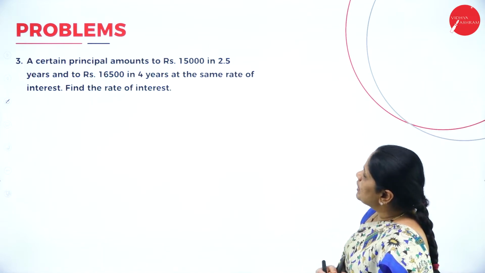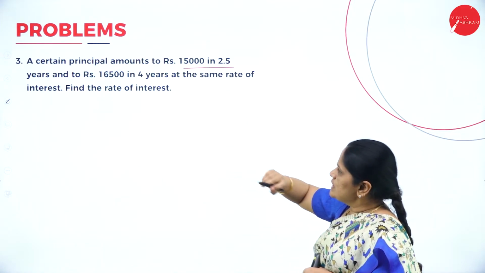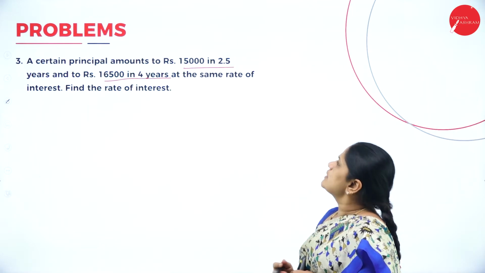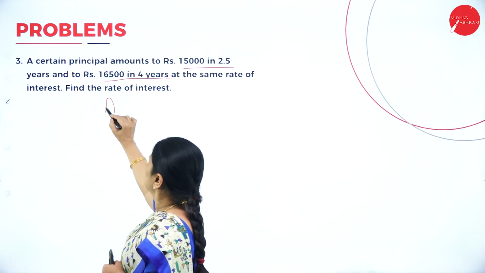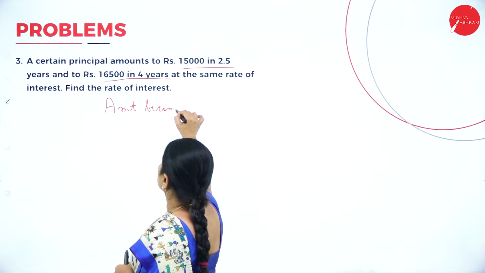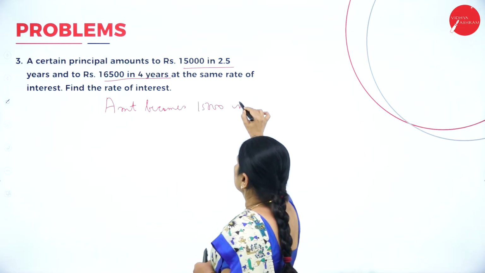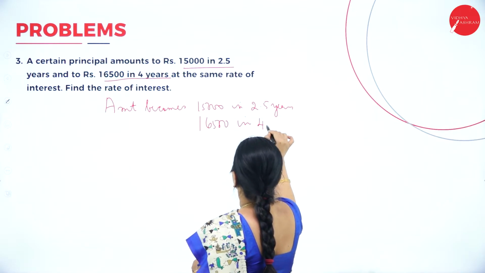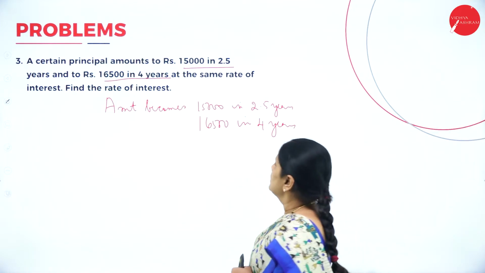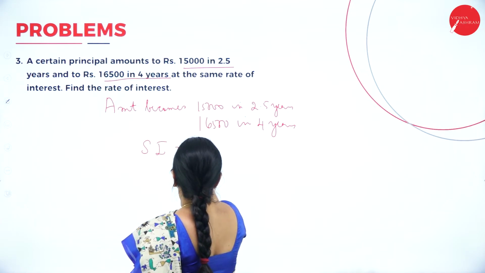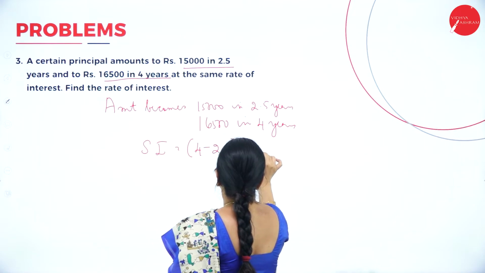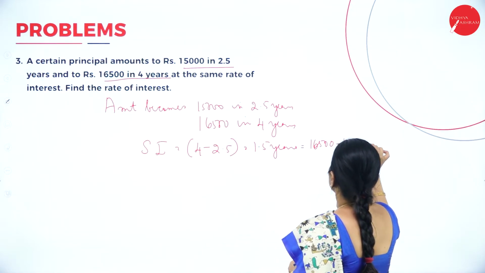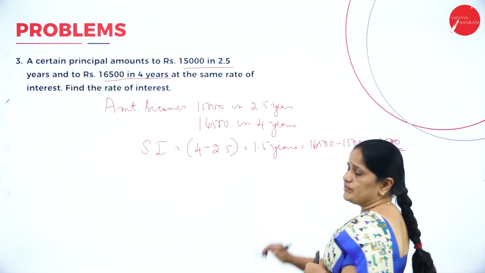So a certain principal amounts to rupees 15,000 in 2.5 years and 16,500 in 4 years at the same rate of interest. Find the rate of interest. Now, what is given here? The amount becomes 15,000 in 2.5 years and it becomes 16,500 in 4 years. So the simple interest for 4 minus 2.5 is 1.5 years equals 16,500 minus 15,000, that is 1,500.